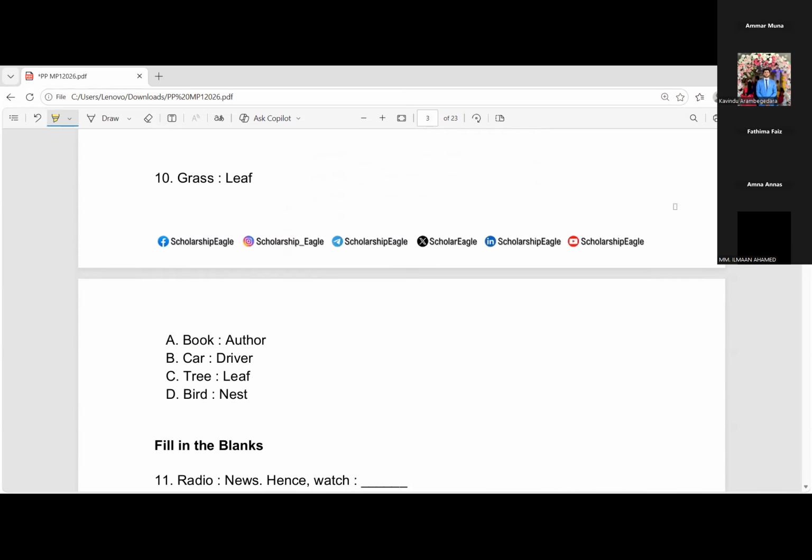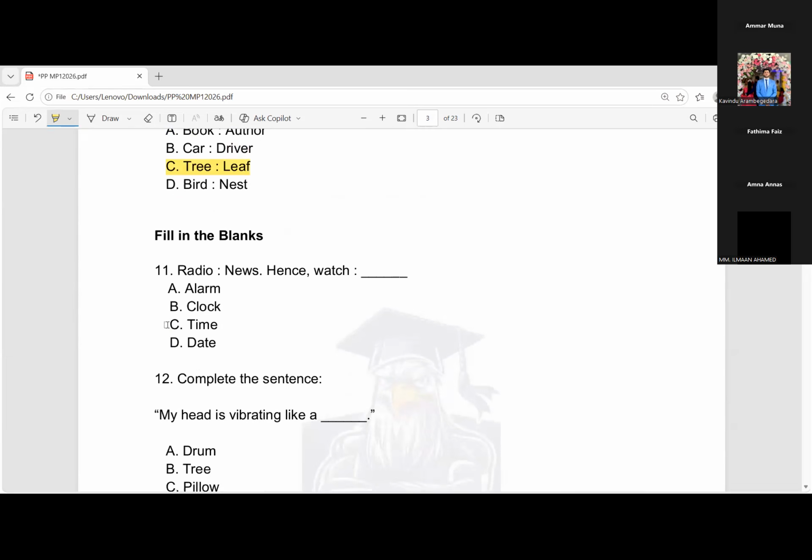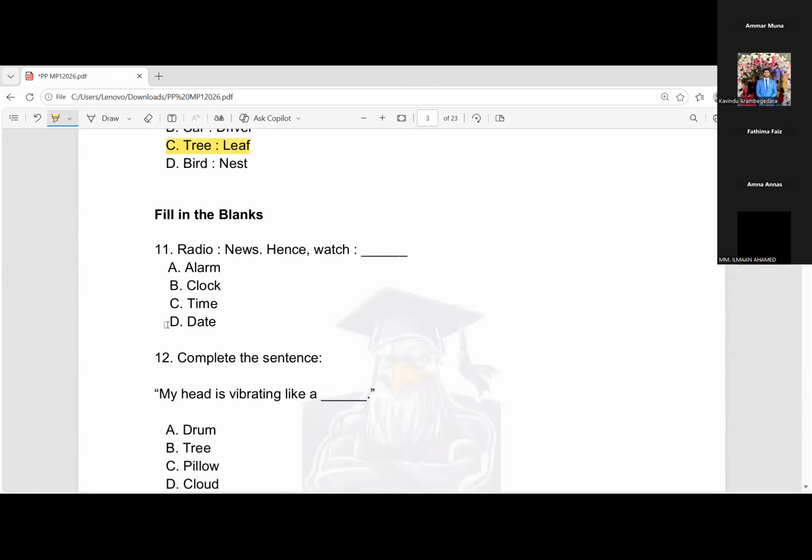10th question. Grass, leaf. Leaf is a part of grass. So also leaf is a part of tree. So the answer will be C. 11th question. Okay. Radio, news. Radio gives news. Okay. Then what about watch? Watch tells the time, right? Okay. Clear answer. Answer C.